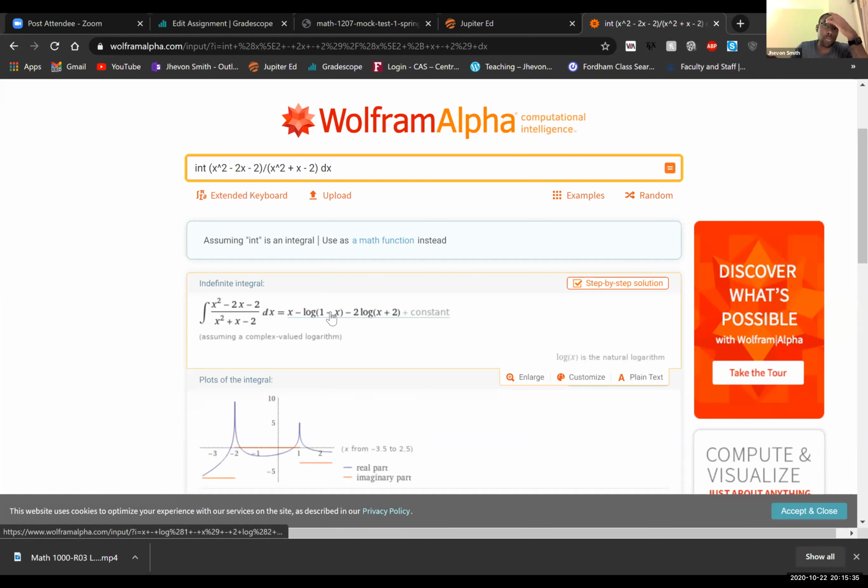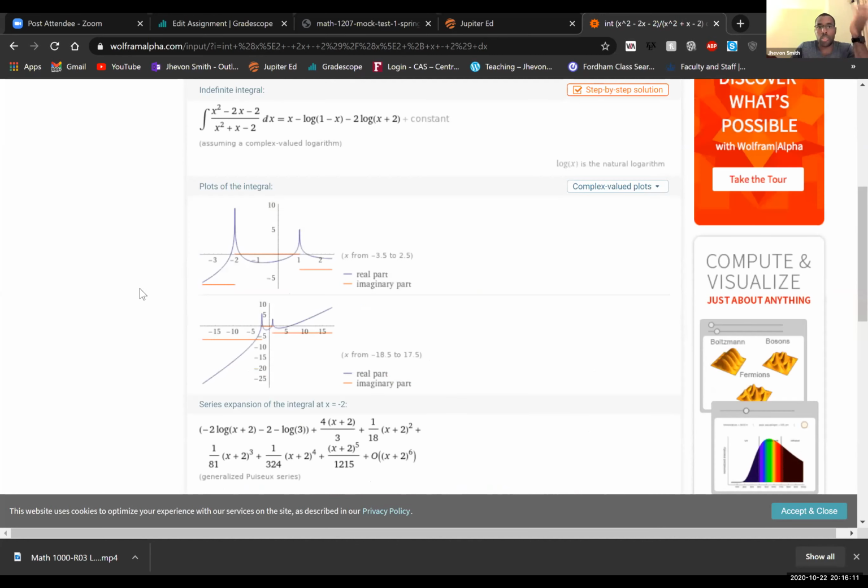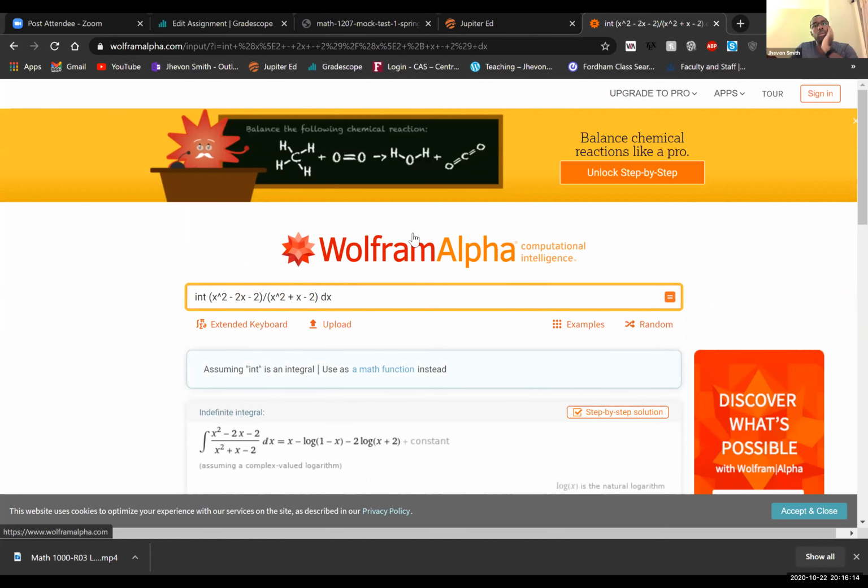Now, Wolfram Alpha might actually turn things around inside the logarithm here because it's assuming it's complex valued. But just remember, for us, we would put the absolute values around this. So the 1 minus x is equivalent to an x minus 1. So if you look at our answer, where we got x minus ln of absolute value x minus 1 minus 2 ln of absolute value x plus 2, that's going to be here. So you could actually check your work by just literally typing into Wolfram. Yeah, so you can always check that way.